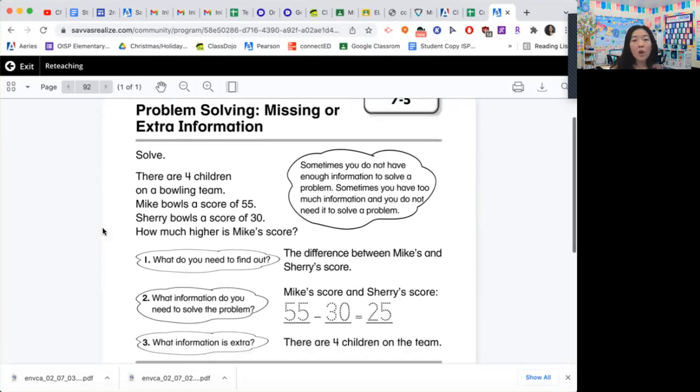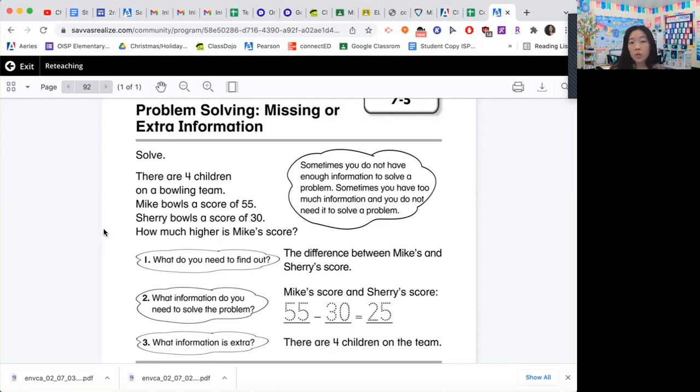All right, solve. There are 4 children on a bowling team. Mike bowls a score of 55 and Cherry bowls a score of 30. How much higher is Mike's score? Okay, sometimes you do not have enough information to solve a problem, and sometimes you have too much information and you do not need it to solve a problem.